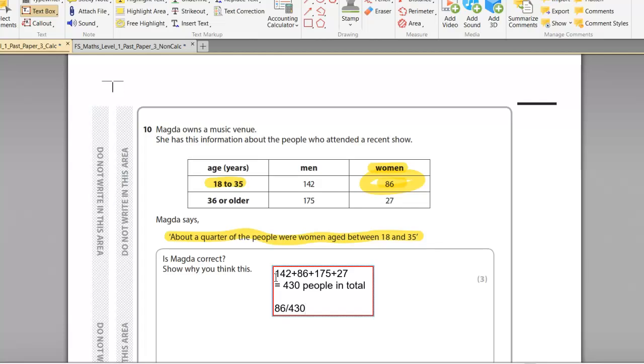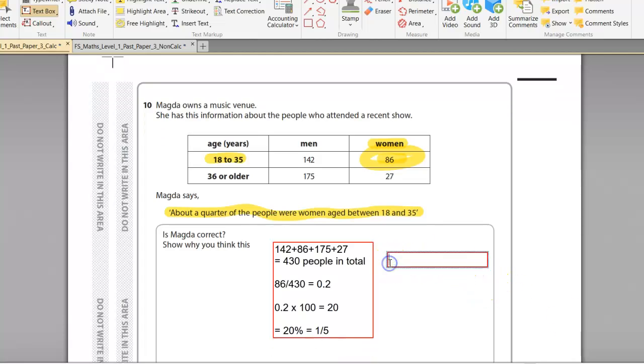And that would tell us an answer of 0.2. And of course, 0.2 times 100 is 20, so that's 20%, which is 1/5, not 1/4.